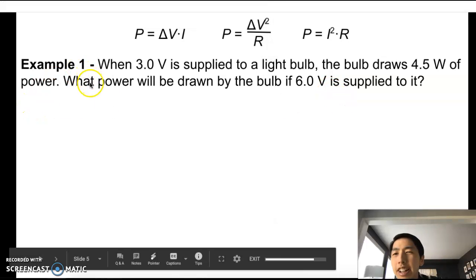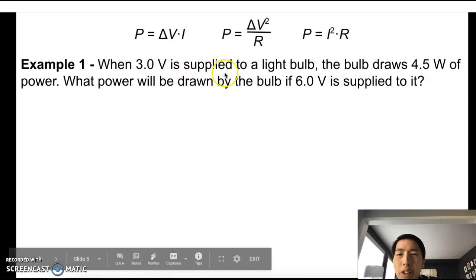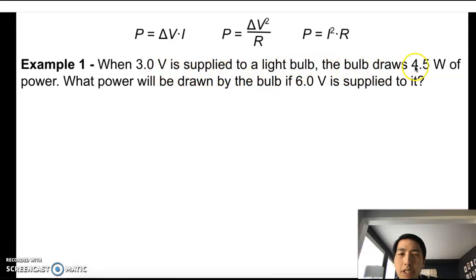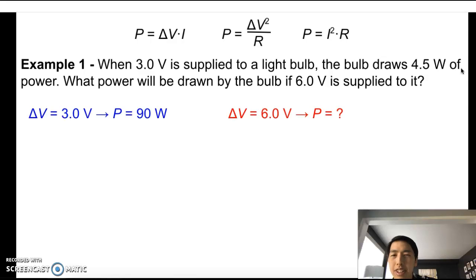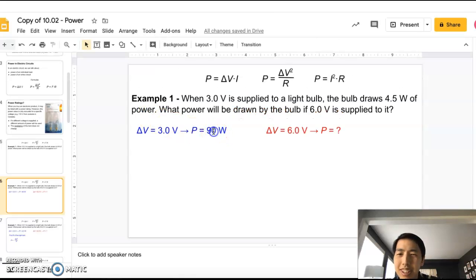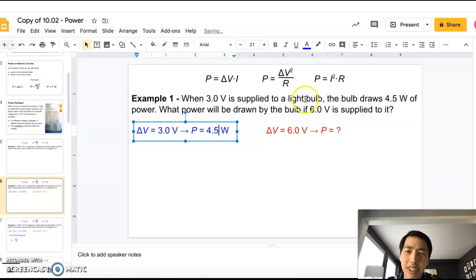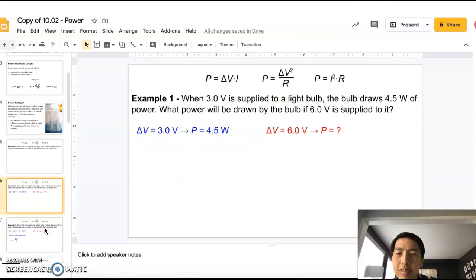All right. Example 1. When 3 volts is supplied to a light bulb, the bulb draws 4.5 watts of power. What power will be drawn by the bulb if 6 volts is supplied to it? So I'm going to list out some information here. I'm making 2 lists here. It's the same light bulb, but in the first situation, they plug it into, and there's a mistake here as well. This 90, I changed it. Okay.